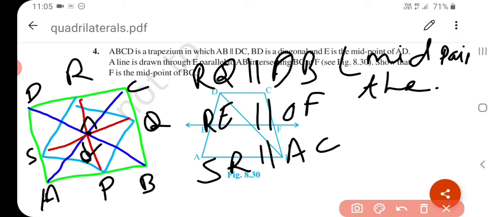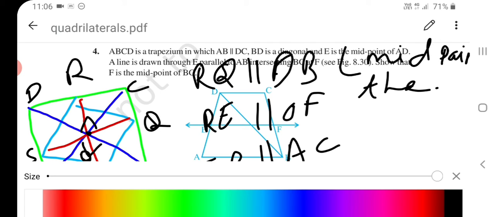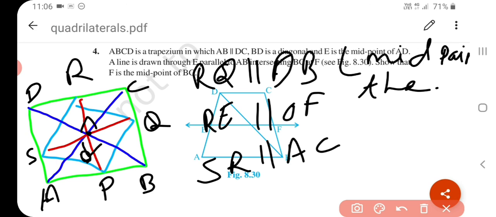Understand? If this angle is 90 degrees, then if we talk about triangle BCD, B, C and D.